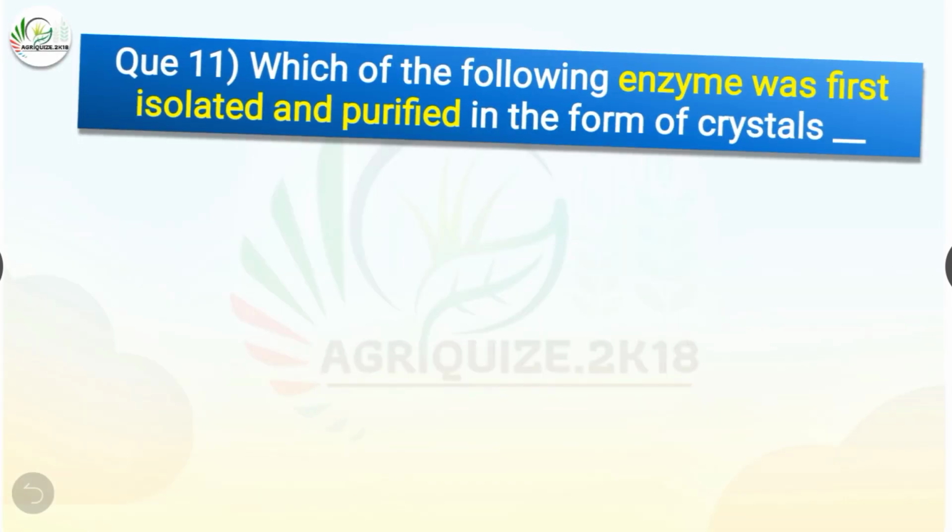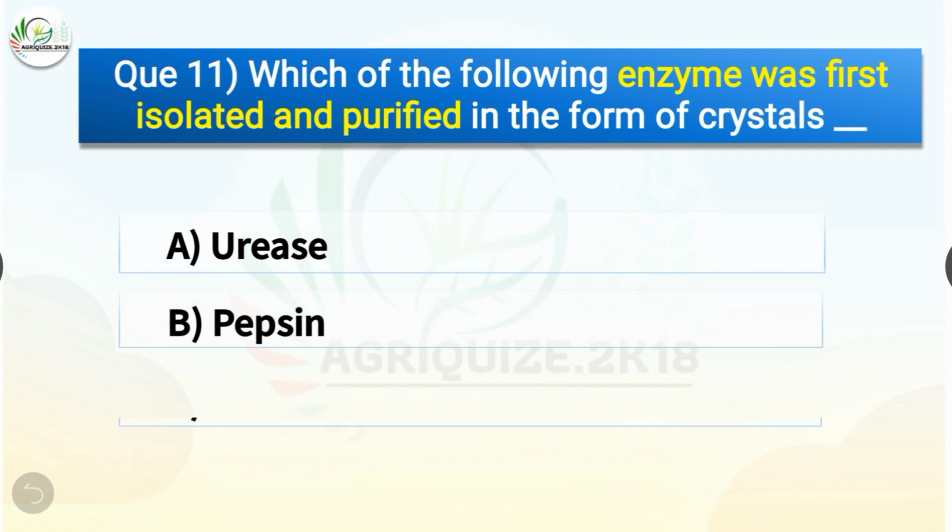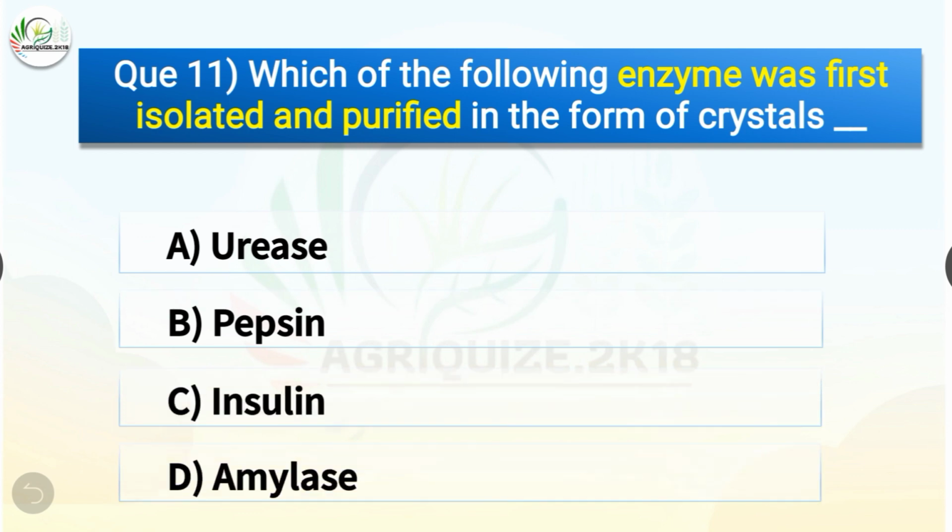Question number 11. Which of the following enzyme was first isolated and purified in the form of crystals? The options are urease, pepsin, insulin or amylase. The correct answer is option A, urease. So urease is the enzyme which was first isolated and purified in the form of crystals.